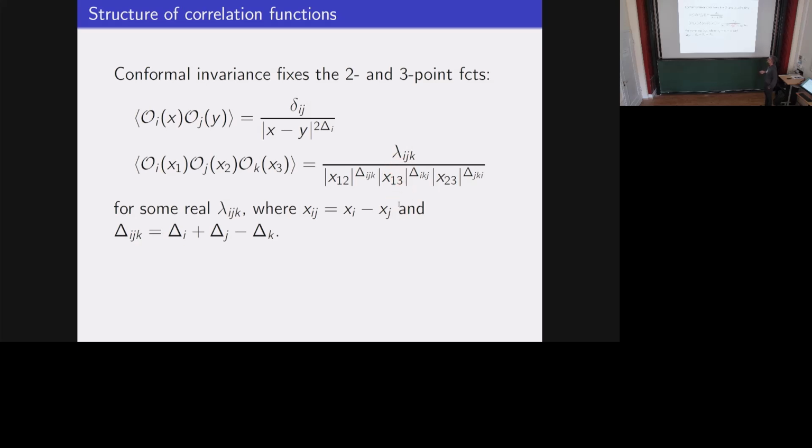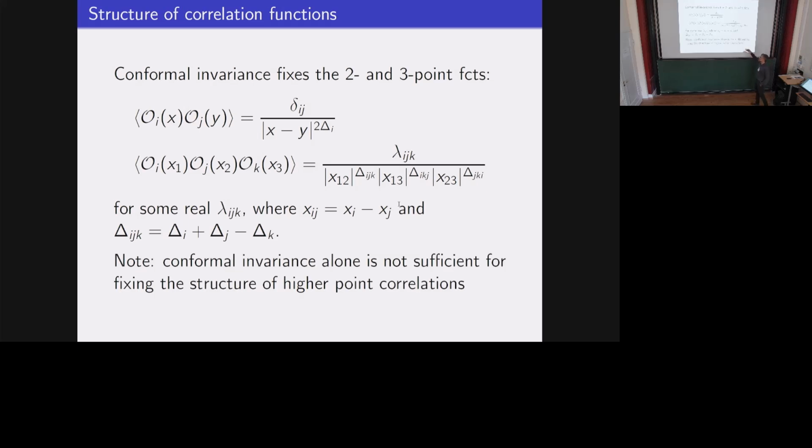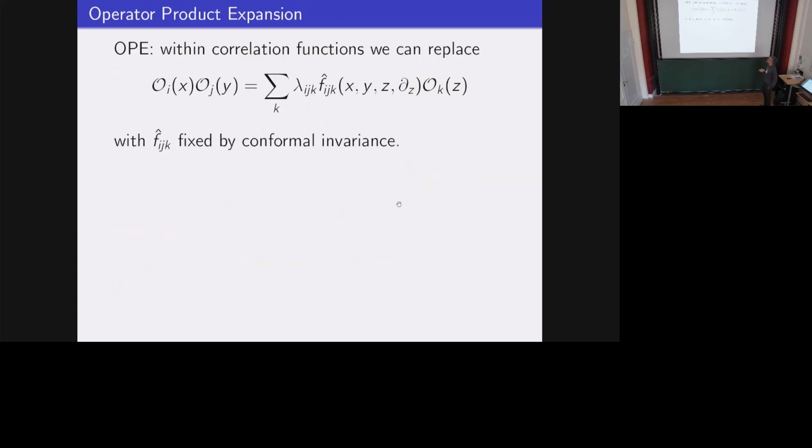Okay, so conformal invariance alone is not enough to fix higher point correlations. But if you additionally make the requirement that correlation functions satisfy so-called OPE identities, operator product expansion identities, then you're done. So OPEs are a non-trivial hierarchy of identities among correlation functions that can be stated a bit informally as follows. Within correlation functions, you can replace any pair of operators at distinct points by an infinite linear combination of scaling operators at position z.